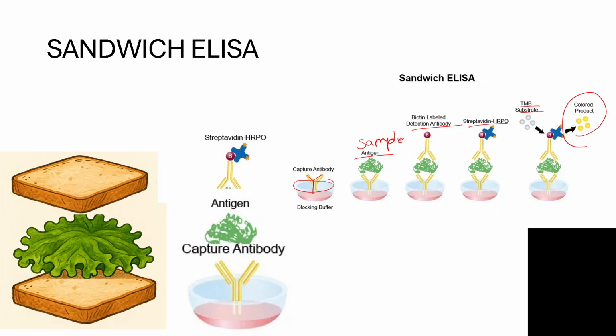Now we'll move ahead. We have a modification of sandwich ELISA known as IgM antibody capture, MAC ELISA. Why do we use this ELISA? Because IgM is the first antibody to be raised in an infection. So if you want to detect an infection in its acute phase, we can go for this IgM antibody capture ELISA.